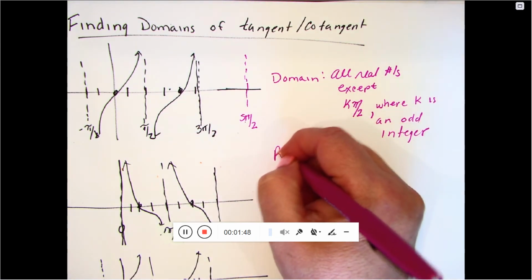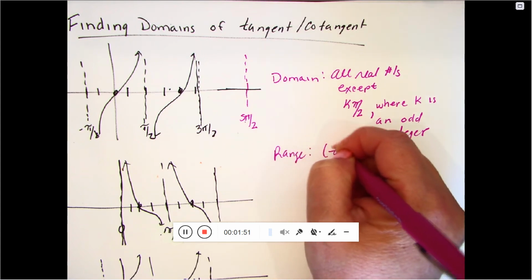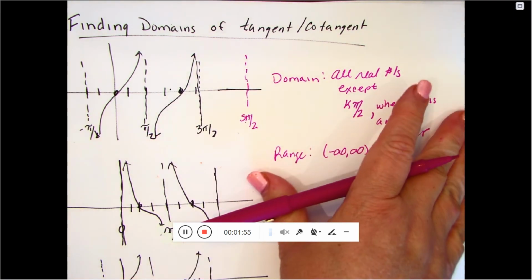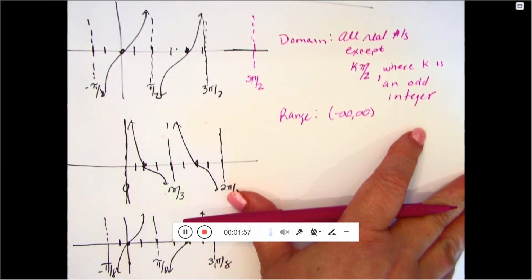And what's the range of this function? Pretty easy. It's negative infinity to infinity. It goes up forever and down forever. So the range is negative infinity to infinity. Let's look at this next one.